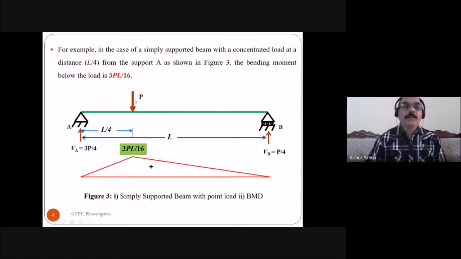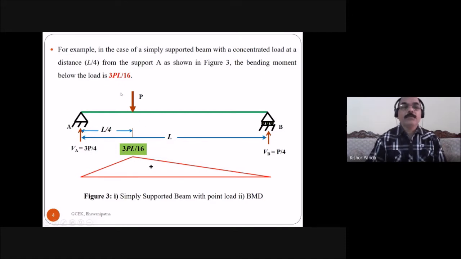And what is the bending moment at the loading point? The load is present in the simply supported beam. You know how to find the bending moment. Bending moment is the reaction times the distance. So what is the bending moment here? Va into L by 4. But Va is equal to 3P by 4, so 3P by 4 into L by 4. So the bending moment here is equal to 3PL by 16.